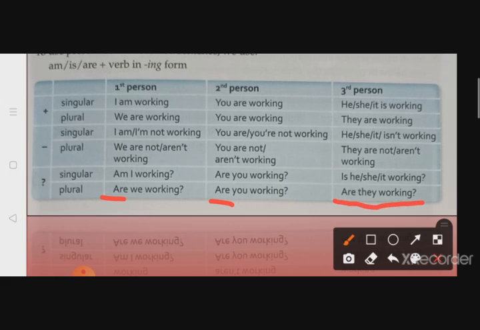So students, remember, while making present continuous tense we are going to use is, am or are plus verb-ing.